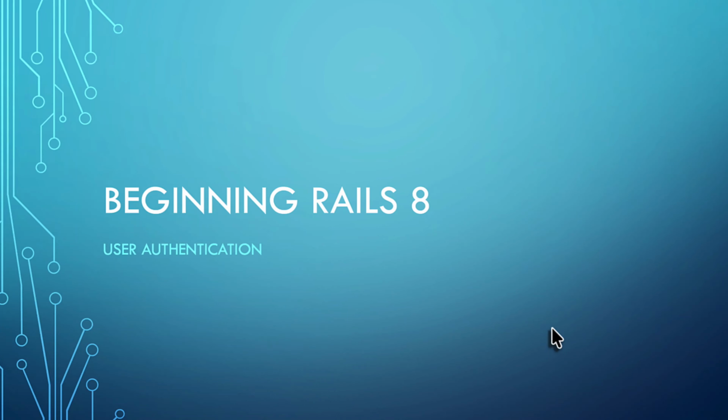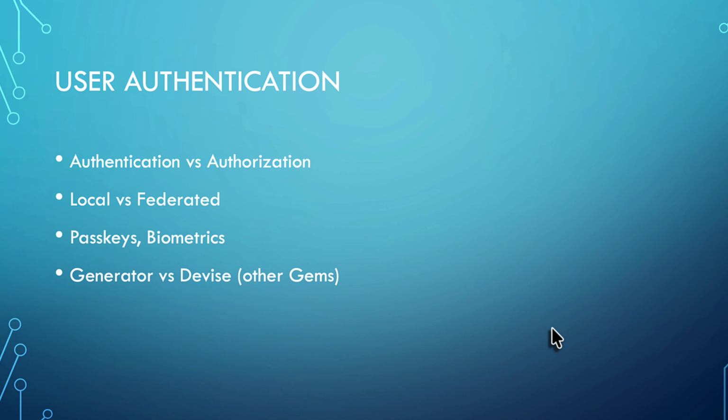Welcome to this video on beginning Rails 8, where we'll talk about user authentication. Now, user authentication, or authentication, is verifying who the user is. We usually do this with a password. If someone comes to your website and they create a new account, they provide a password, and to verify that they're the same user when they come back, you ask them for their password again.